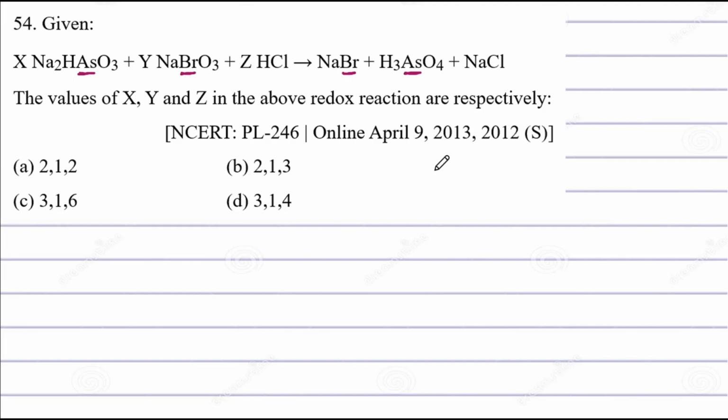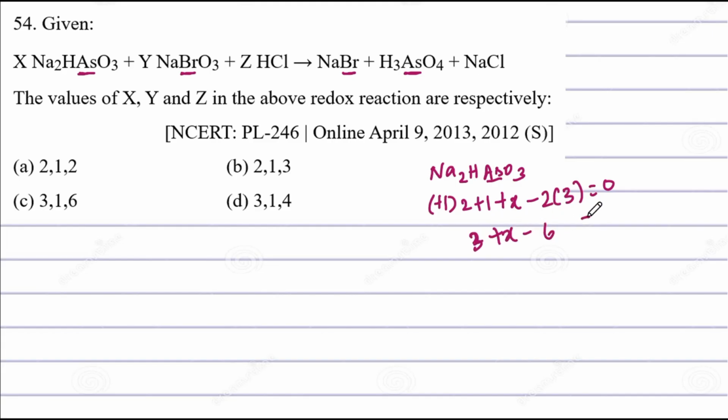So the oxidation state of arsenic in Na2HAsO3. So +1 into 2 plus oxidation state of hydrogen is also +1 plus the unknown element X minus 2 into 3 equal to 0. So 2 plus 1, 3. 3 plus X minus 6 equal to 0. So the value of X is +3.